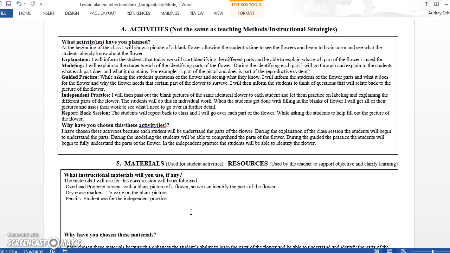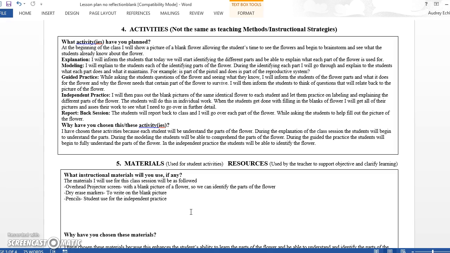flower. In the explanation, I will inform the students that today we'll be identifying the parts of the flower, and that they will be able to explain the different parts of the flower and what the parts are used for. In the modeling section, I will explain to the students how to identify the parts of the flower.